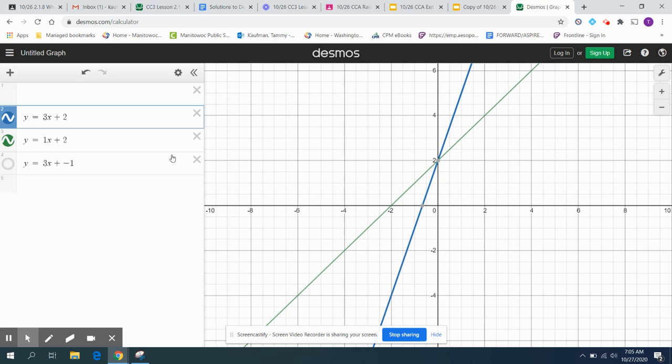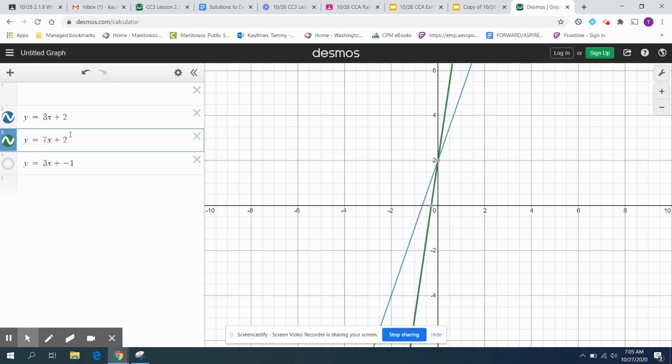That's what slope does. If I change this number to a bigger number than 3, so I'm going to put it to 7, it changes how steep that line is. And so that's what slope is going to do. It changes that. It's still going to have the same y-intercept, but it's changing that steepness, that the slant of it.